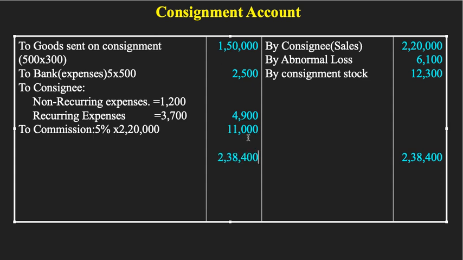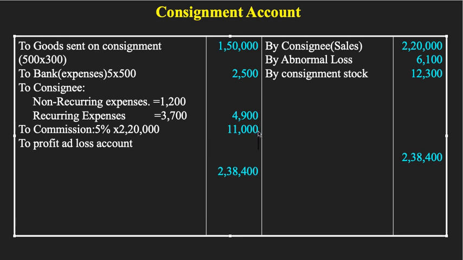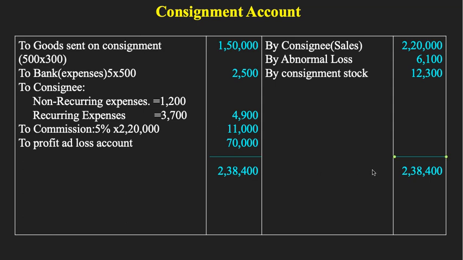Right? Now here on the debit side, we should have the same amount, that is 2,38,400. Now if we deduct all these values, 1,50,000, 2,500, 4,900, 11,000, we are going to get how much? We write it here, to profit and loss account. The amount is how much? It is 70,000. Right? So this is 2,38,400 and 2,38,400. Now we are going to the next account, that is goods sent on consignment account.